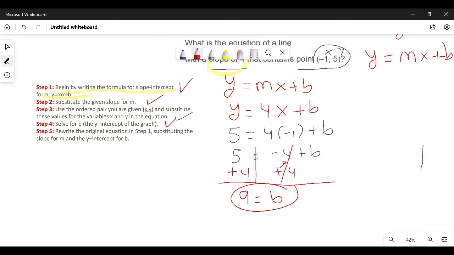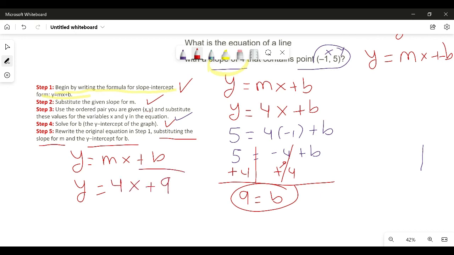What is the last step? Rewrite the original equation in step 1. Okay, here is the equation that I did: y equal mx plus b. I have to rewrite it, substituting the slope for m and the y-intercept. Okay, let's substitute what I have. Y equal, the slope is 4, and the y-intercept we just found is 9. And this is my equation.